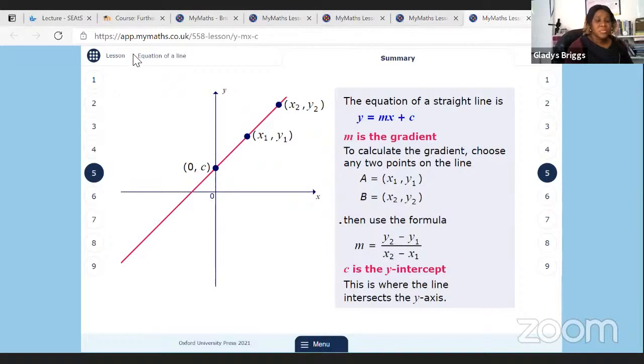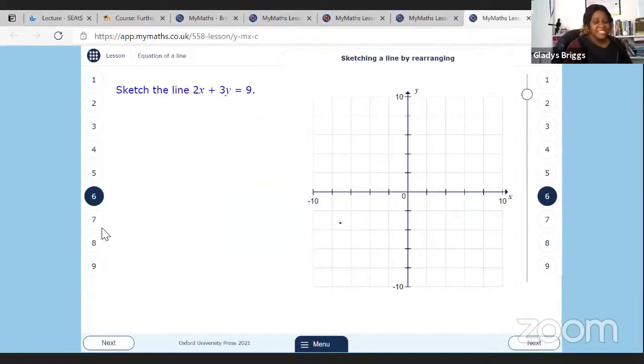Okay, so the equation of a straight line is y is equal to mx plus c. Now m is the gradient. I've already told you that. To calculate the gradient, choose any 2 points on the line, which we did yesterday. Then use the formula y2 minus y1 over x2 minus x1. We've done that yesterday.